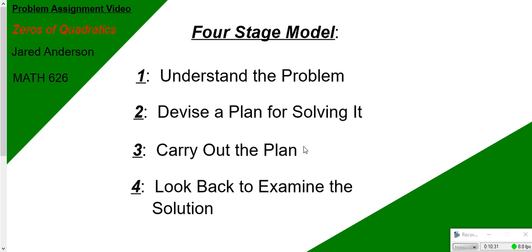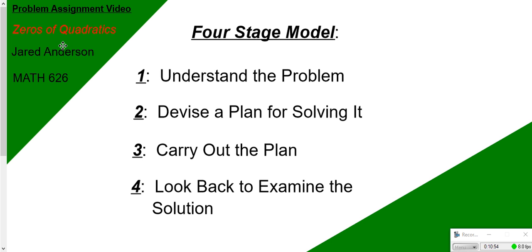Carrying out the plan then, you're carrying out a plan that somebody else devised, so it makes sure that you are good at not only understanding what they're saying, but understanding the math behind it. And then lastly, of course, checking over the solution. Well, somebody else made the solution, so it makes sense that you would have to check it just to make sure everything was correct.